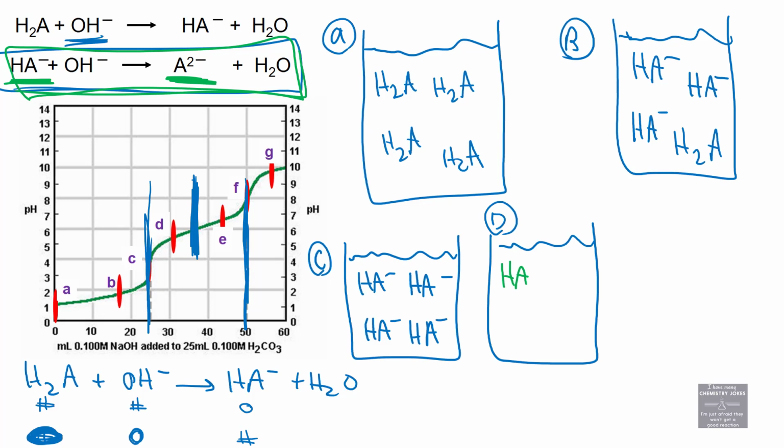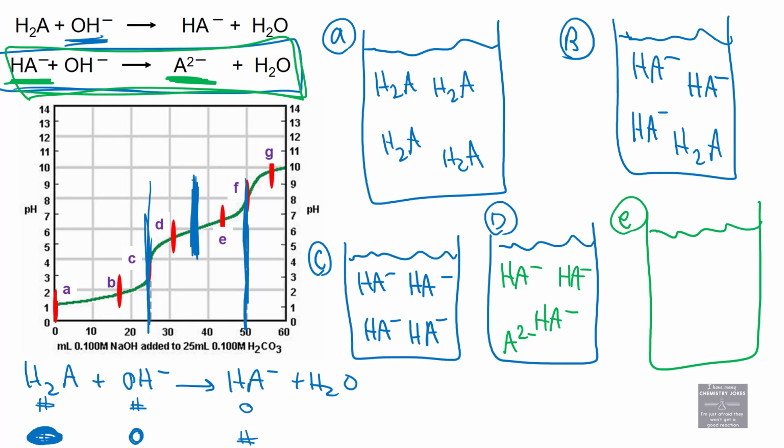So this means I've got HA minus, 3 of those, because I've got more HA minus than I have A2 minus. Follow me? E should be the same but different. Don't you love when I say things like that? It should be a mixture of H2A. Nope. It should be a mixture of HA minus and A2 minus, but the ratio is flip-flopped, so that you've got more A2 minus than you have HA minus because it's past halfway to the equivalence point.